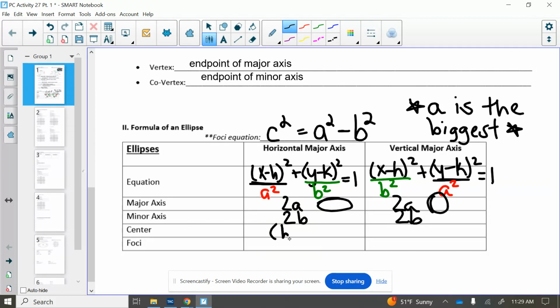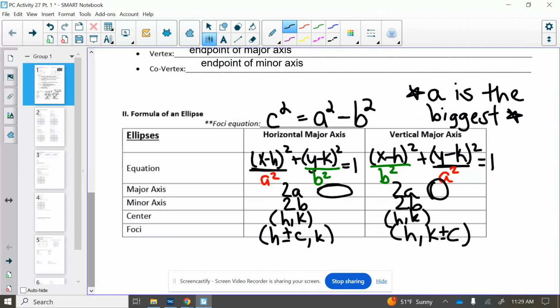Our center for both of these again is h comma k, very similar to the center of our circle, or think about the vertex of our parabolas. Our foci then are always going to be on the major axis. So in this case, we would be taking whatever our x, aka h value is, and you would add and subtract that parameter to move left and right. In the other one, for the vertical, we'd be moving up and down, so you'd be taking your k value and adding or subtracting c to it.